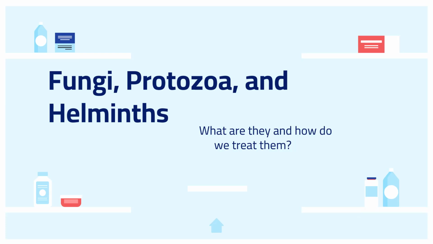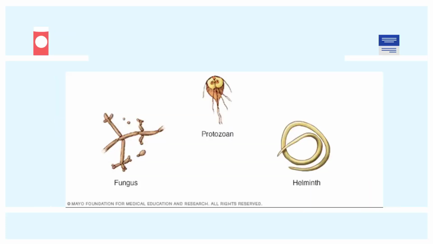So first we're going to talk about fungi, protozoa, and helminth. So what are they and how do we treat them? So fungi are living beings and they are decomposers or recyclers. So they need some sort of host in order to break down parts of that host and continue to survive. So they're often slow growing. They are multicellular organisms.